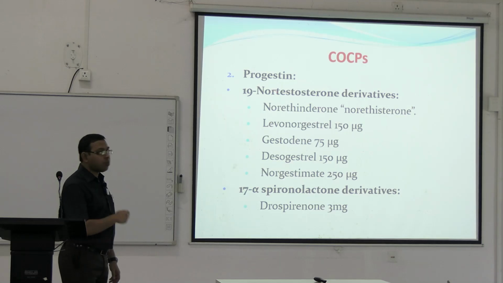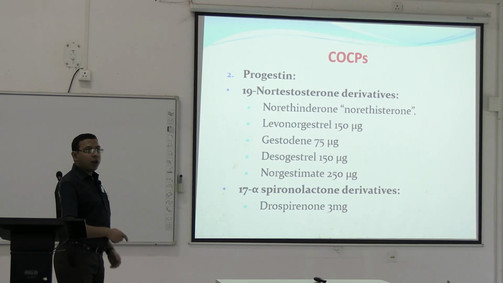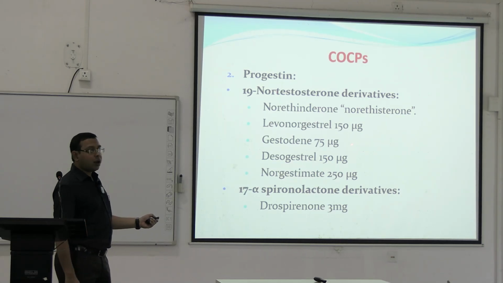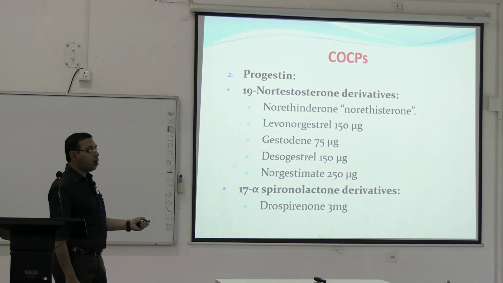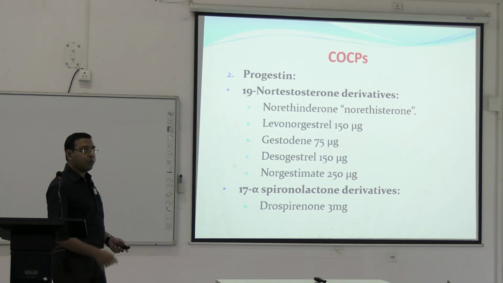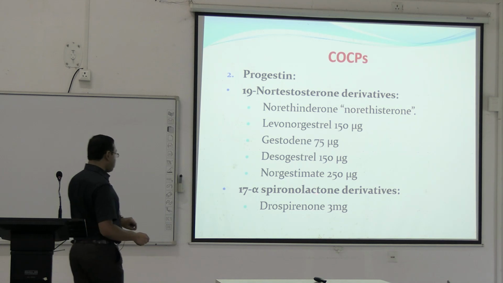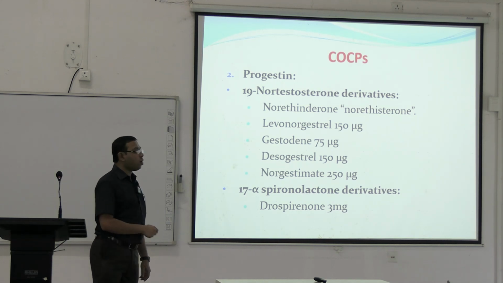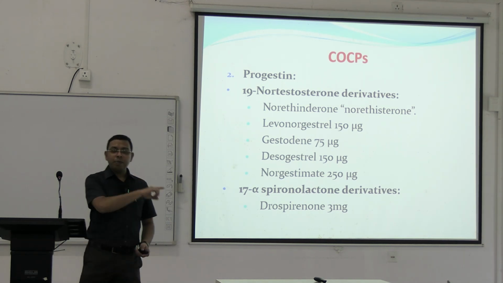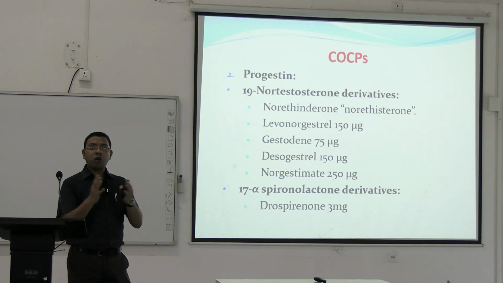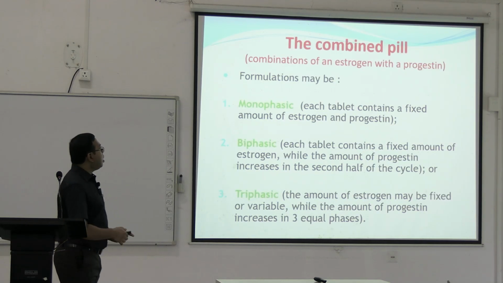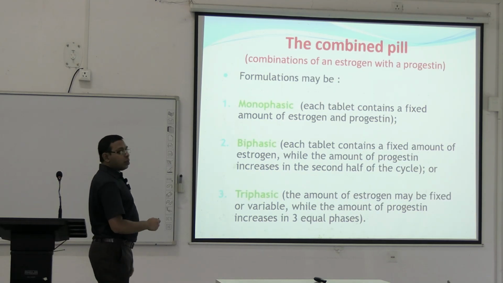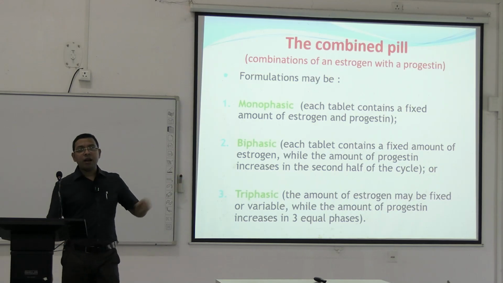That's why these derivatives are used, like norethindrone, levonorgestrel 150 microgram, gestodene 75 microgram, desogestrel 150 microgram, norgestimate 250 microgram, or 17-alpha-spironolactone derivatives like drospirenone 3 milligram. So the previous ones and this one, any one of these are combined together. The combined pills may be monophasic, biphasic and triphasic.